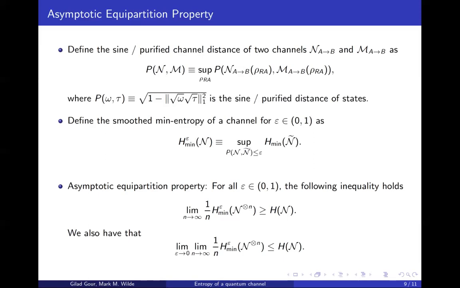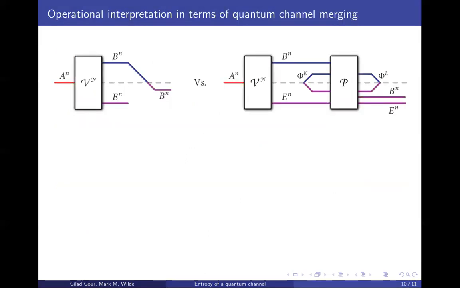So we have this asymptotic equipartition property, which is a nice property to hold for the entropy of a quantum channel. The other thing that we have is an operational interpretation in terms of something called quantum channel merging. In this protocol, what is the goal? If we have a channel from Alice to Bob, we can always purify it, and we get an isometric extension of the channel. The goal of the task is for the receiver of the output of the channel to transmit the system that he possesses to the environment. So it's like this person is trying to merge his share of the channel with the environment share.